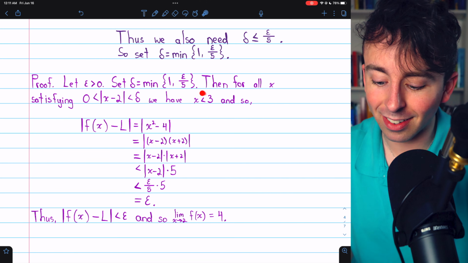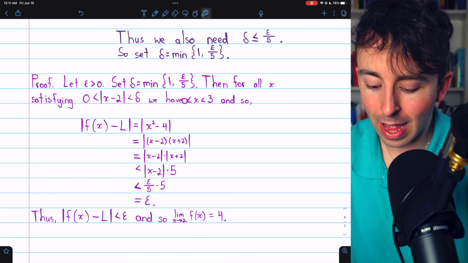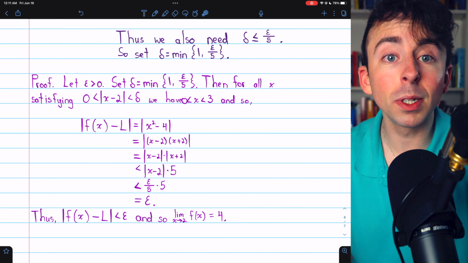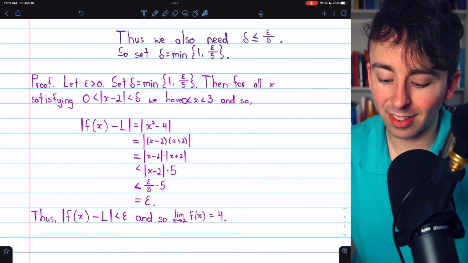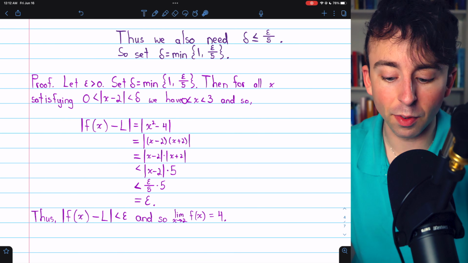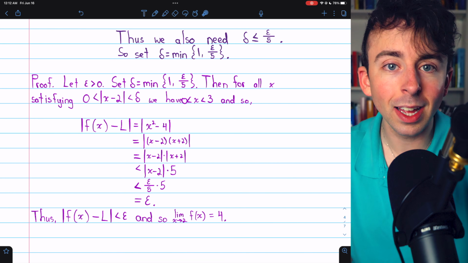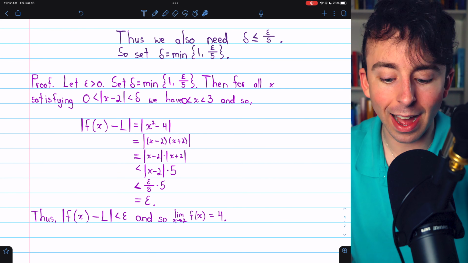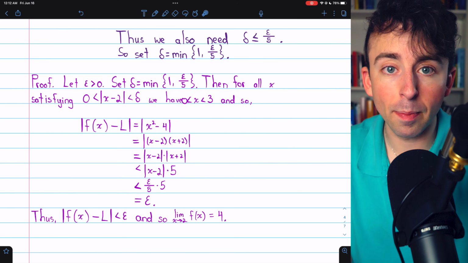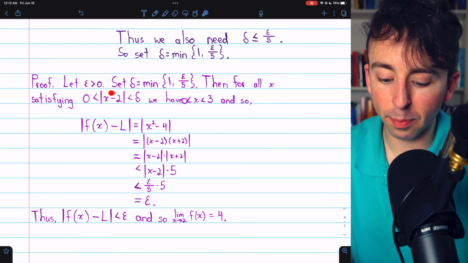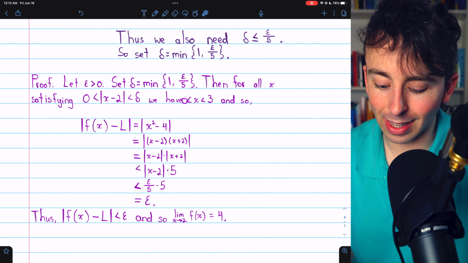But we said that x is less than 3. We could also throw in that it's greater than 0. And so the absolute value of x plus 2 is less than 5. We already went over that. That means that this, since the absolute value of x plus 2 is less than 5, is less than this. But the absolute value of x minus 2 is less than epsilon over 5, because it's less than delta. And delta is the minimum of 1 and epsilon over 5. So for sure, the absolute value of x minus 2 is less than epsilon over 5. So this is less than this.